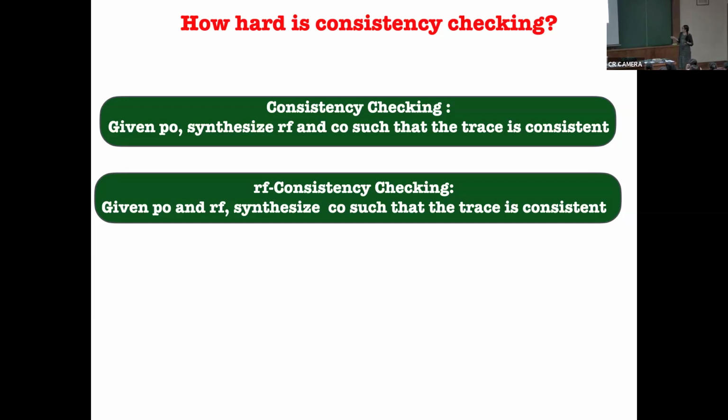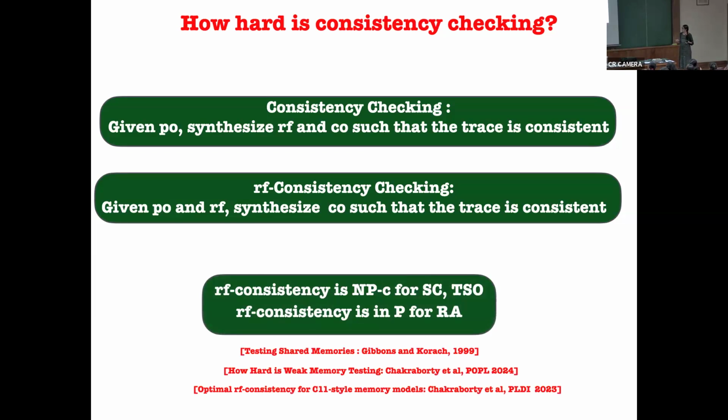So do we know how hard these questions are? That is the next thing I want to ask. So we know some answers. For example, RF consistency is already NP complete for sequential consistency, and TSO, it's in poly time for RA. So that's one reason for the weaker memory model. This works well. So remember, this is not a complete algorithm. This is an algorithm which is assuming that the loops are bounded. Full RA is undecidable, as I said.